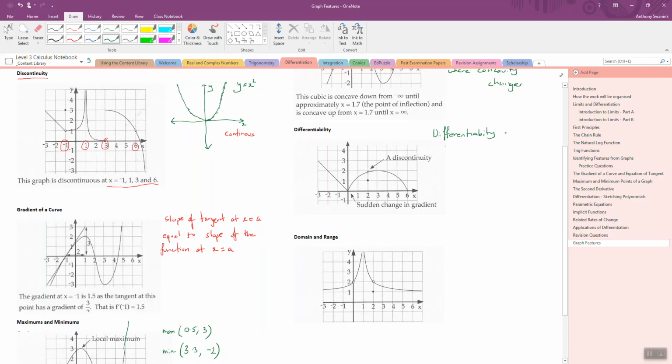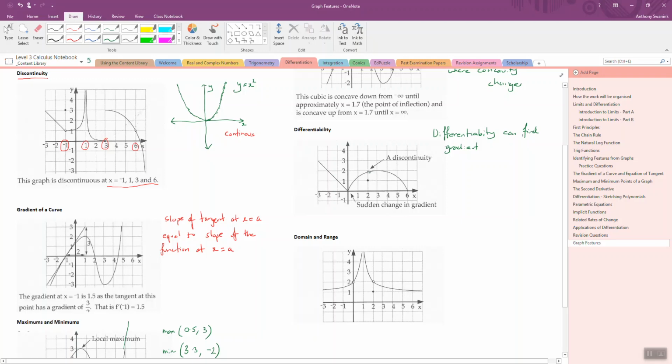So differentiability means you can find the gradient, and where it's not differentiable means you can't. So when would that occur? Well, one point would be where the function is discontinuous, where we have this break.